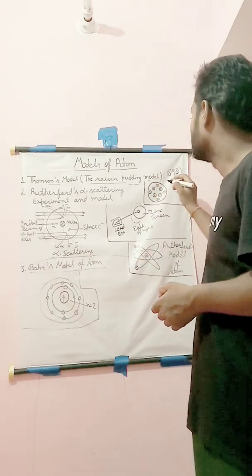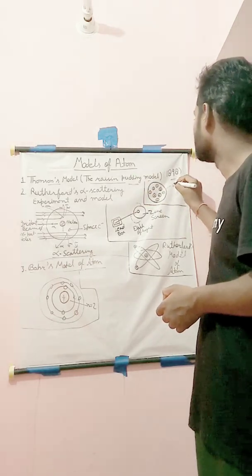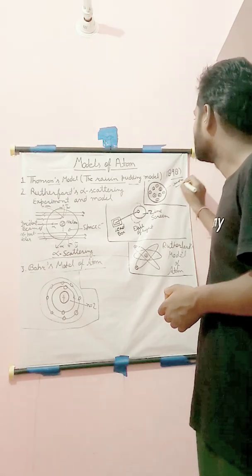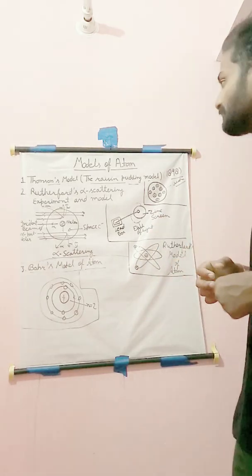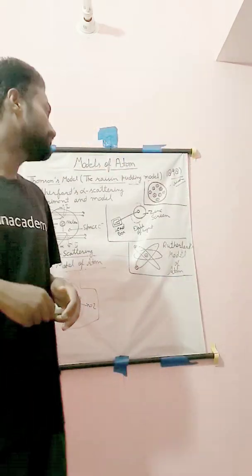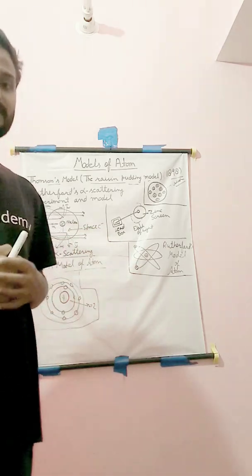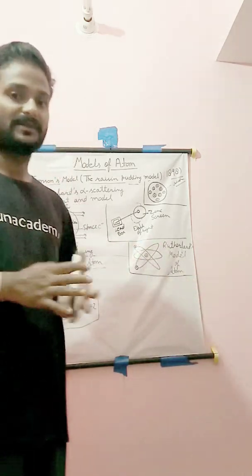He assumed that these minus charges are like raisins, and that's why it is called the raisin pudding model. He did not describe why atoms are neutral. Why the atom is neutral, he is not aware of it.